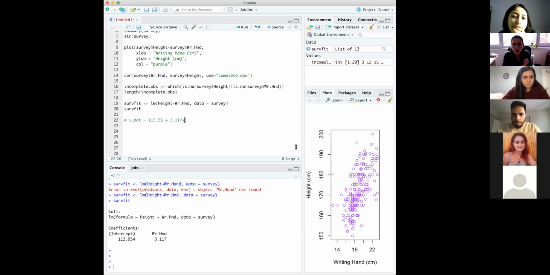So what kind of interpretation can you do just looking at this one? For the intercept, as we said, we can say that the expected mean for y when x is 0 is 113.95. And for every 1 unit increase in the writing hand, like centimeter in X, we expect the mean of Y to increase by 3.117.